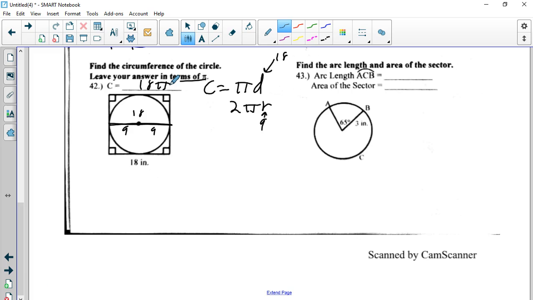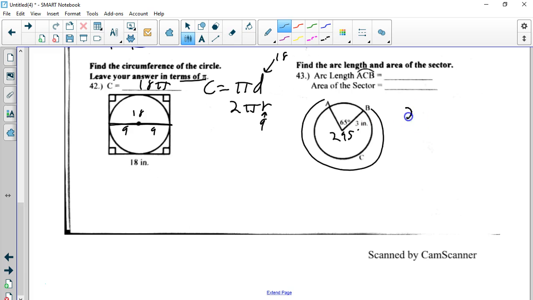Okay, find the arc length for ACB. This is what I was talking about in class where I messed up on the quiz. It says ACB, major arc. So we don't want to use 65. We need the 295. And that's what I was thinking about when I did that. Okay? So pay attention to the details. We're looking for the major arc.